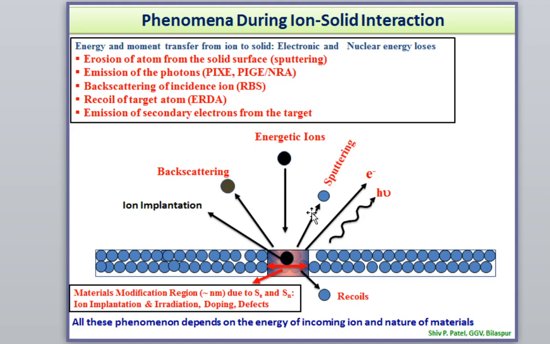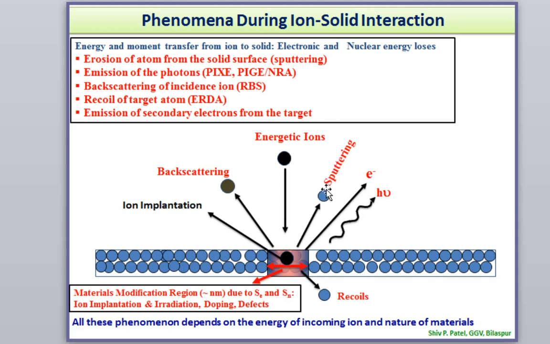The same phenomenon happens here: when energetic ions hit the target, some of the target atoms can come out from the surface of the target. This phenomenon is known as sputtering. This erosion of surface atoms from the target is known as sputtering, and it happens because of the energetic ion, so it is known as ion sputtering.